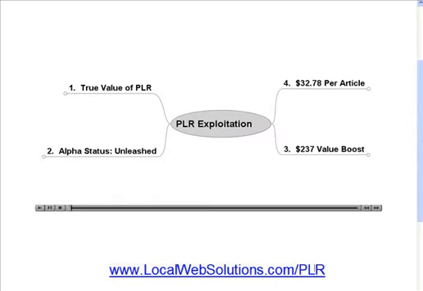This is what the recording will look like, and he calls it the PLR exploitation. The first step is he shows you the real value of private label rights and what it actually is. It's not what you think. A lot of people get this totally wrong, and I wasn't looking at it like this myself. Then he shows you how to gain alpha status in any market you choose by using private label rights. Then he shows you how to turn one article or one product into $237. You can do that again and again in as little as a couple of hours. And then he shows you how he gets $32.78 per article that he writes. Not every article, some are more, some are less, but he can get $32.78 for every article.